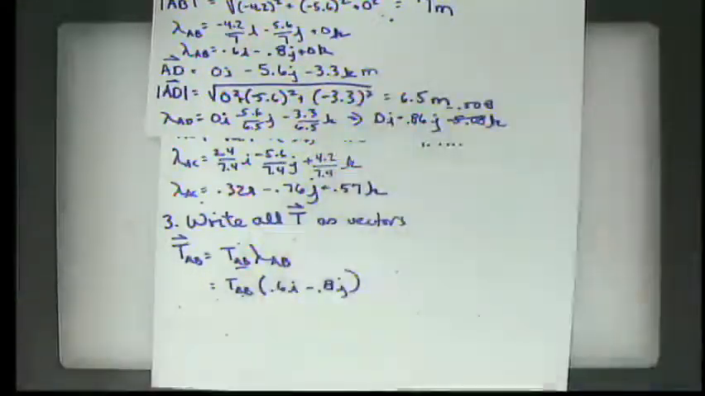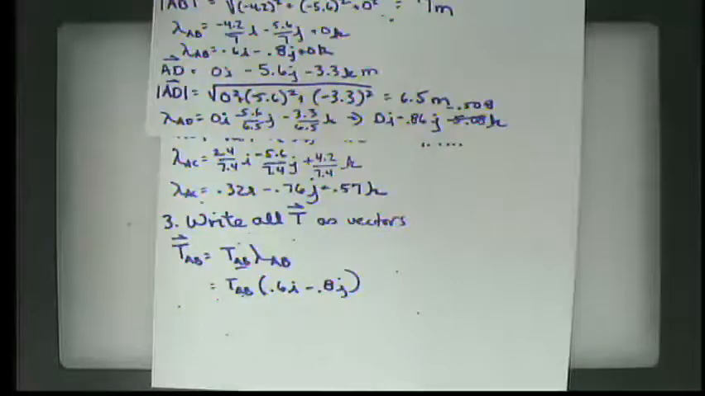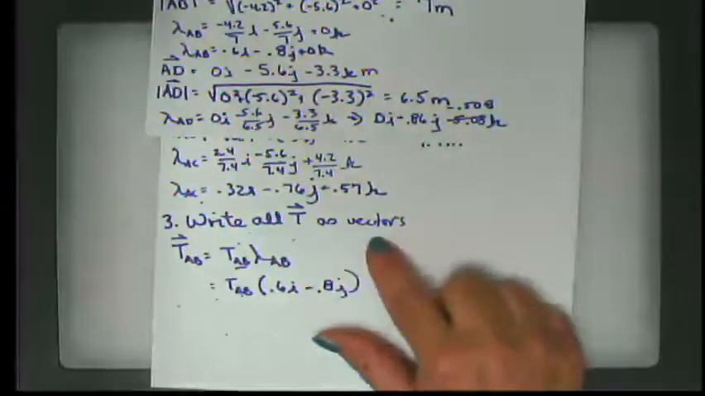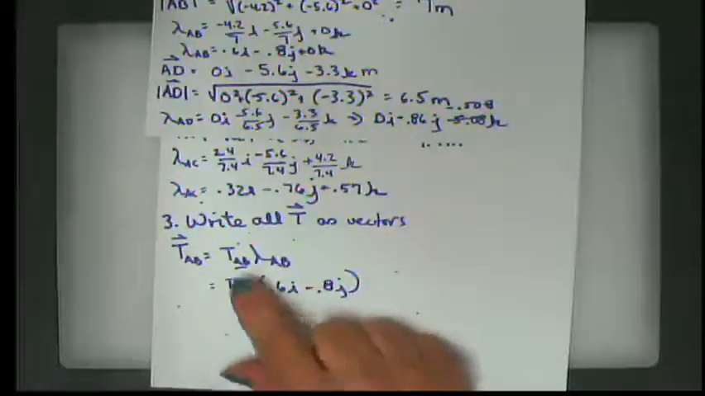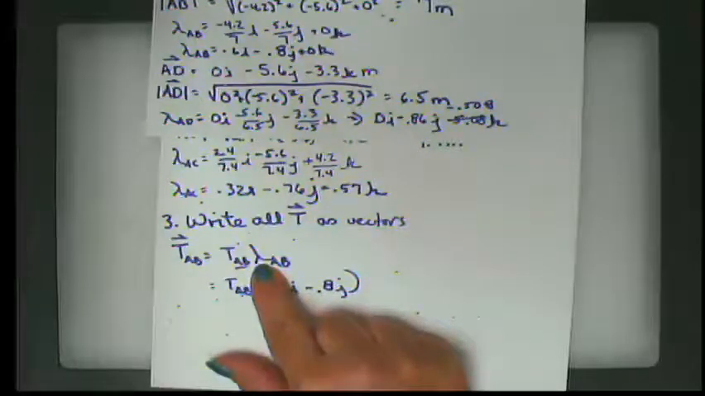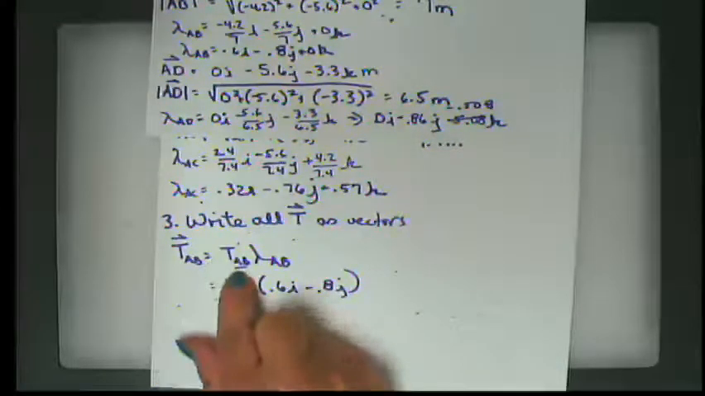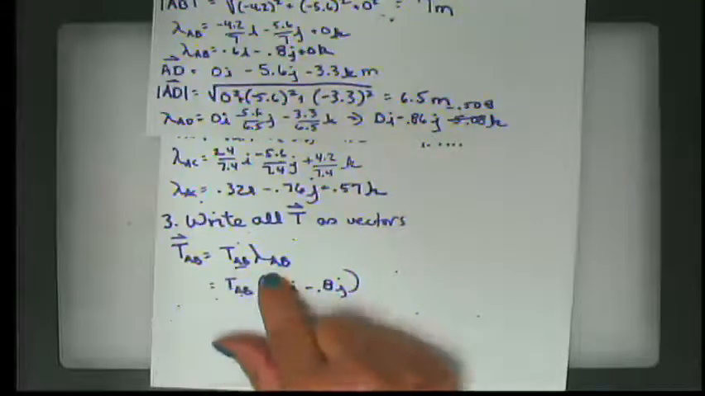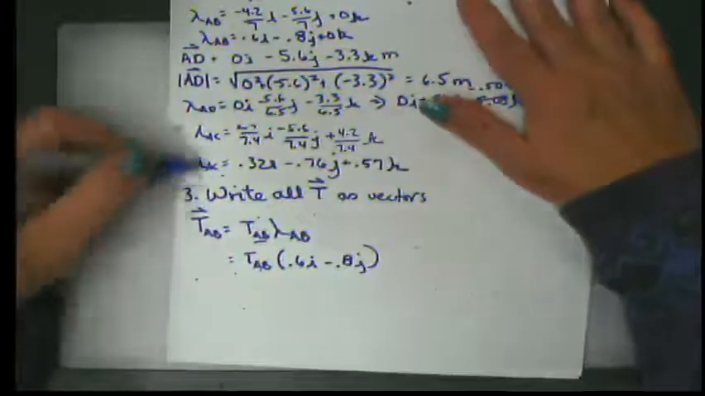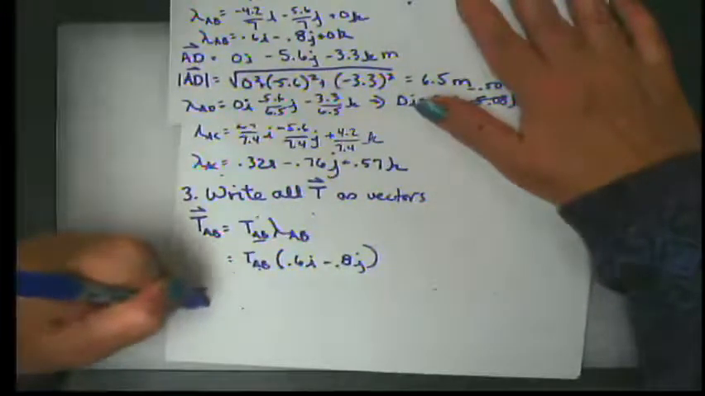Sure. Right below where you wrote the TAB, is it TAB lambda of AB? Right, TAB times lambda of AB. That's correct. And that's a good clarification: the vector tension AB is equal to the magnitude of the tension AB times the unit vector along AB. Good question.